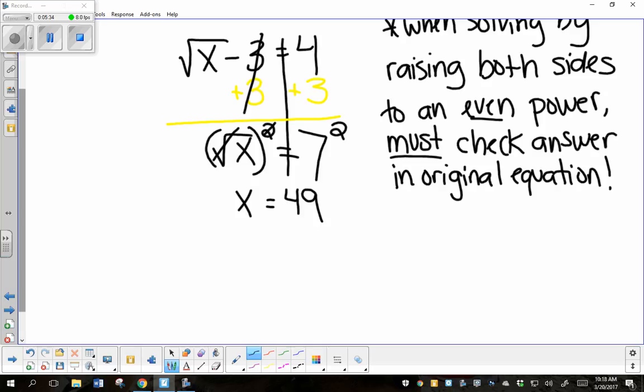So on this one, we would check 49. We would take the square root of 49, which is 7, minus 3. What's 7 minus 3? 4. Okay, so it worked. So we're good on this one. But you just always have to check if you raise both sides to an even power. And I'll show you somewhere it ends up not working. It's kind of just because of the issue with negatives don't work in even square roots.